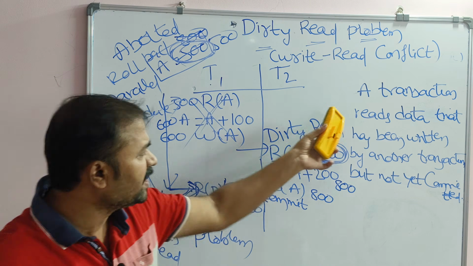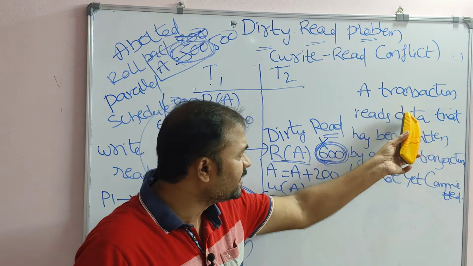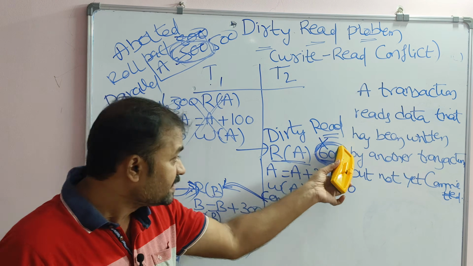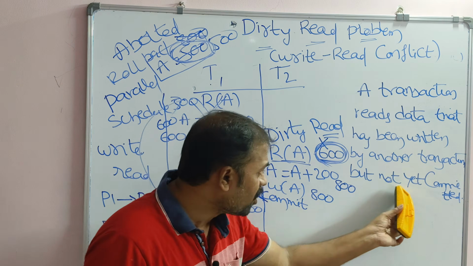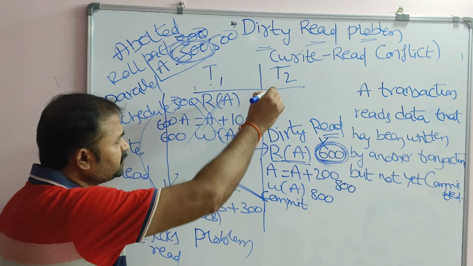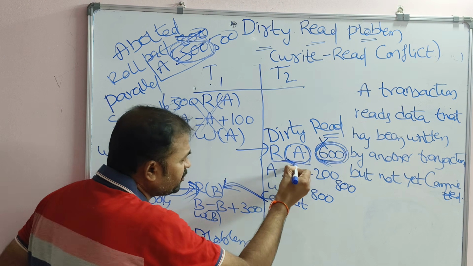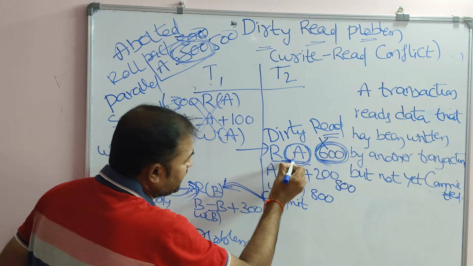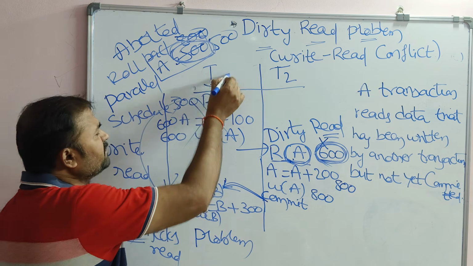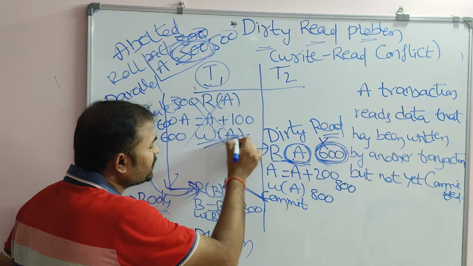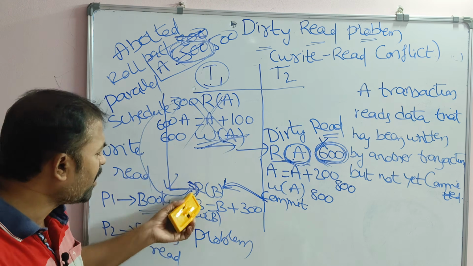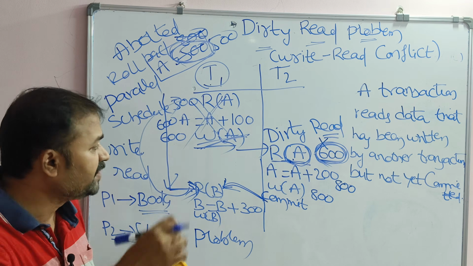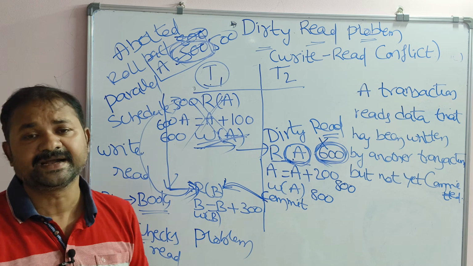When this problem occurs, a transaction reads data that has been written by another transaction but not yet committed. Here T2 is reading the A value. That A value was written by the T1 transaction, but it is not yet committed. Suppose it were committed, then this problem wouldn't arise. So we call this problem the dirty read problem.